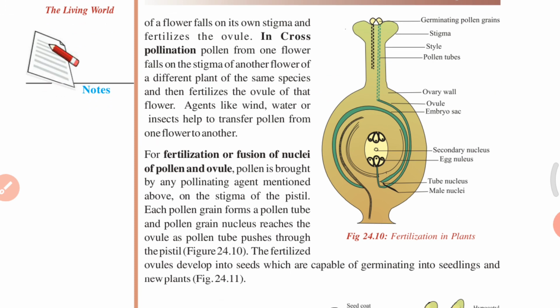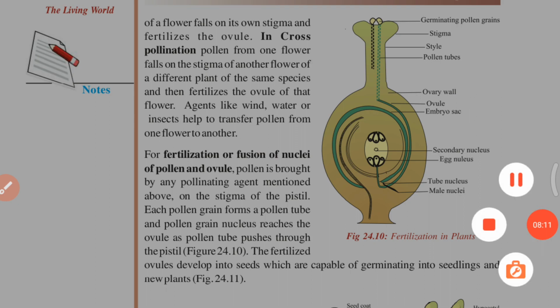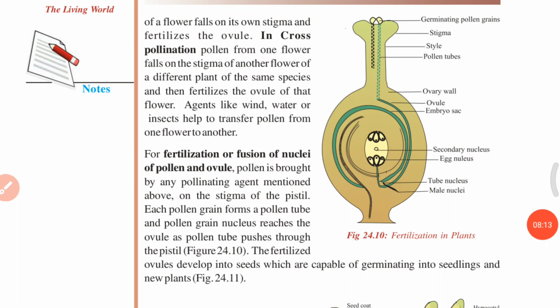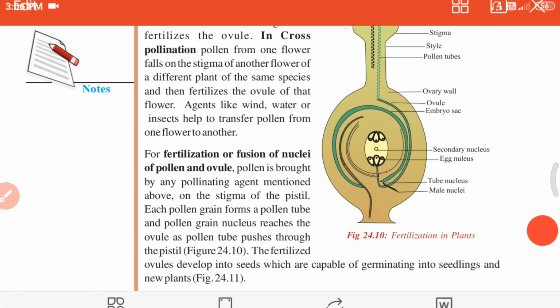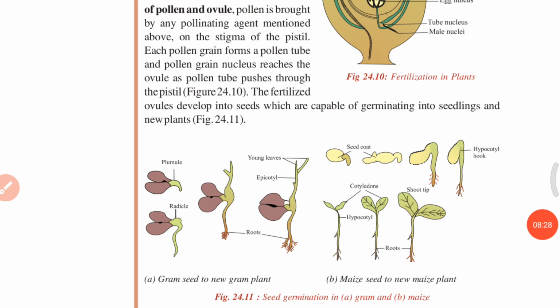Pollen is brought by any pollinating agent mentioned above to the stigma of the pistil. The fertilized egg then changes to seeds, which are capable of germinating into seedlings and becoming a new plant. This is the method of sexual reproduction in plants. All the plants having seeds reproduce sexually.